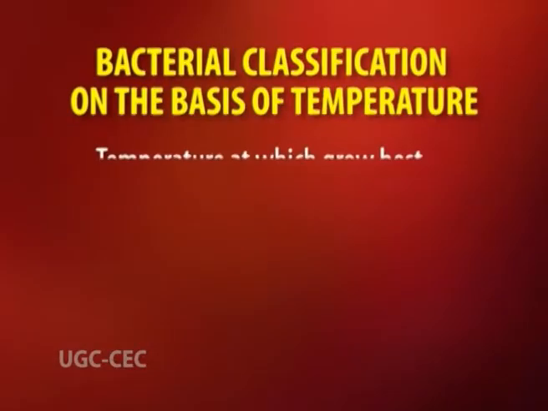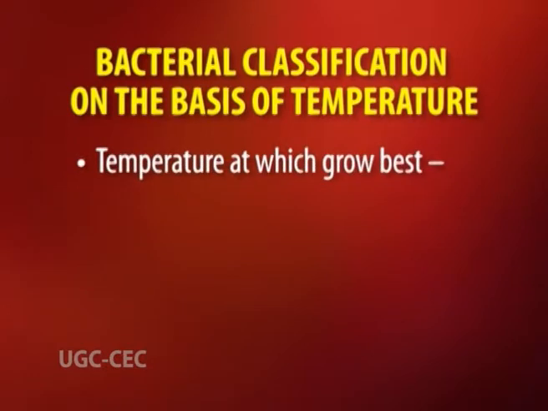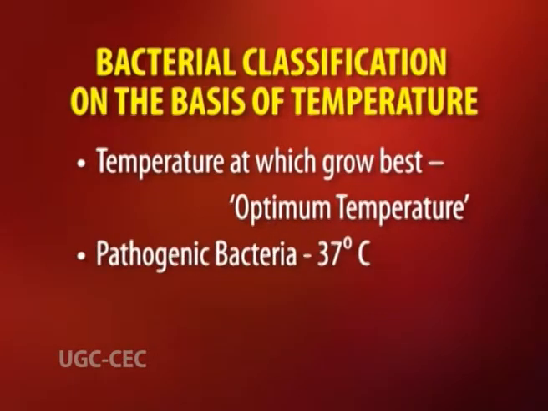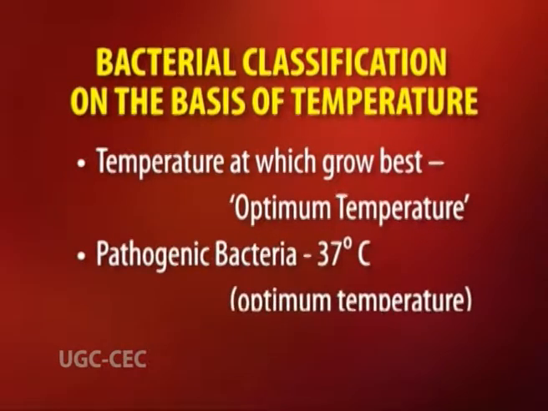Bacteria vary in their requirement of temperature for growth. For each species, there is a temperature range and growth does not occur above the maximum or below the minimum of this range. The temperature at which growth occurs best is known as optimum temperature. In the case of most pathogenic bacteria, the optimum temperature is 37 degrees centigrade.